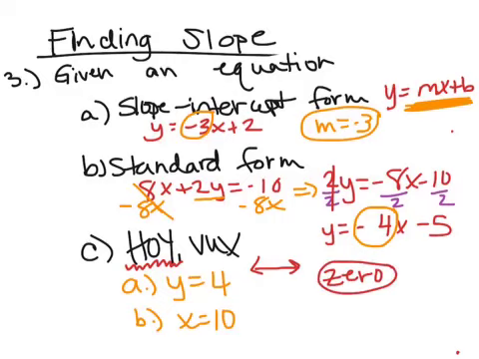In B, it says x equals 10, so I want to remember the acronym VUX. VUX means it's a vertical line, so it would look like this. And so a vertical line, the U stands for undefined, so I have an undefined or no slope, and my vertical line goes through the x value of 10. So here my slope is going to be undefined.